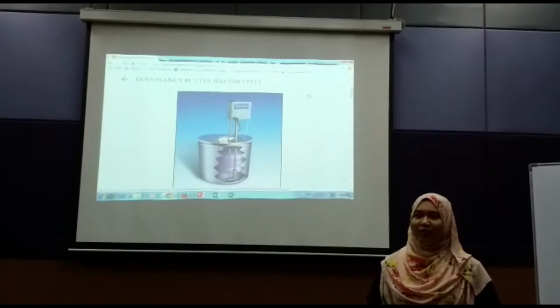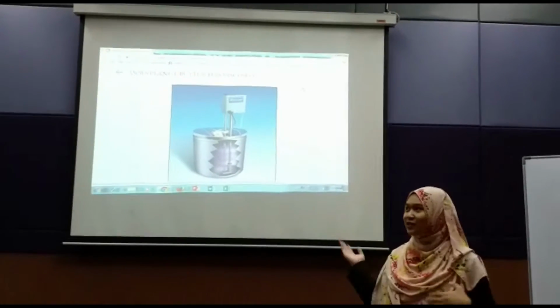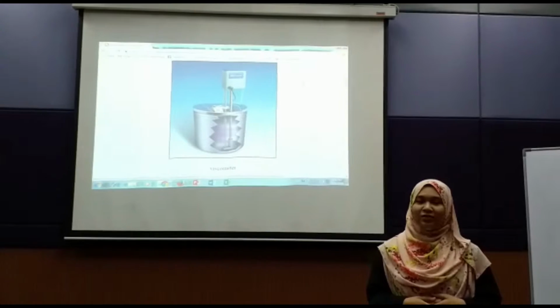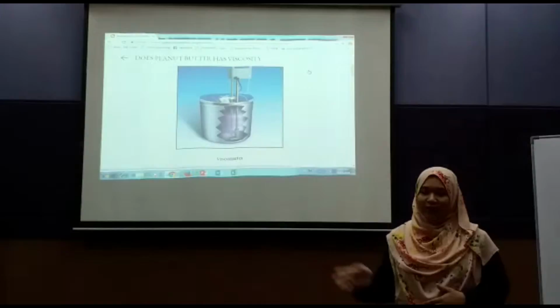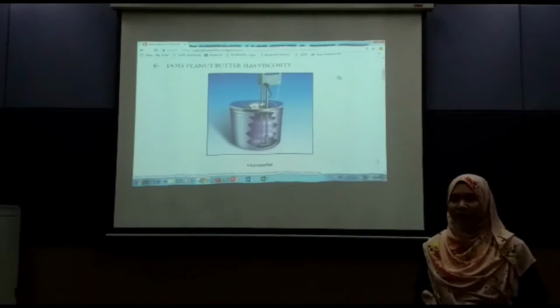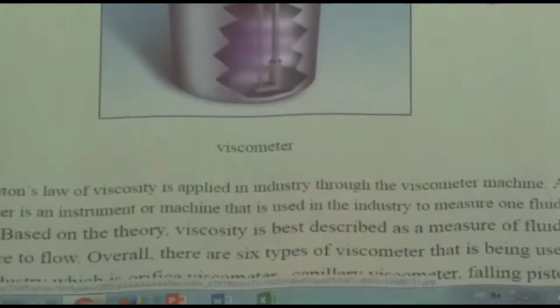Today I'm going to talk about how viscosity is applied in industry. Viscosity is applied in industry through a viscometer. This is an example of a viscometer. Newton's law of viscosity is applied in industry to the viscometer machine here.